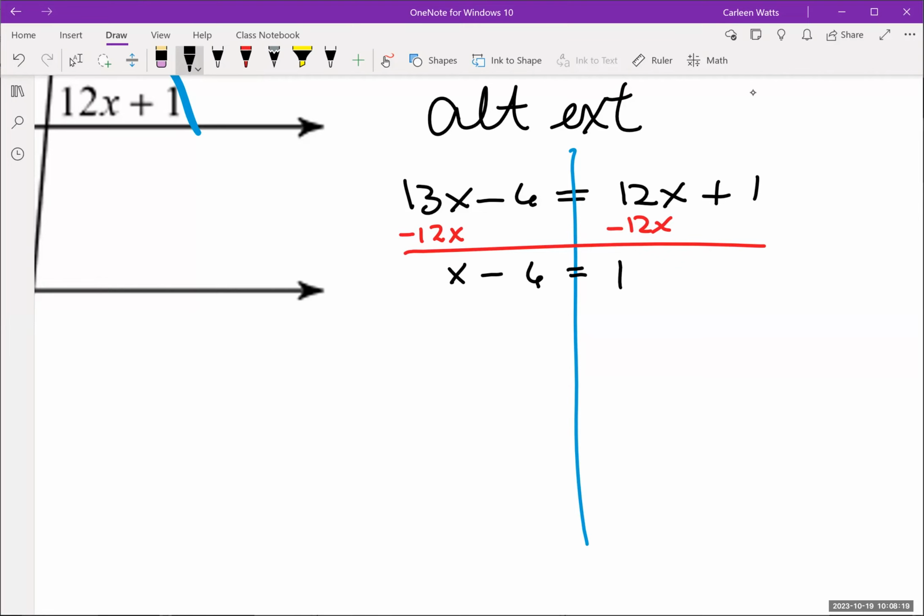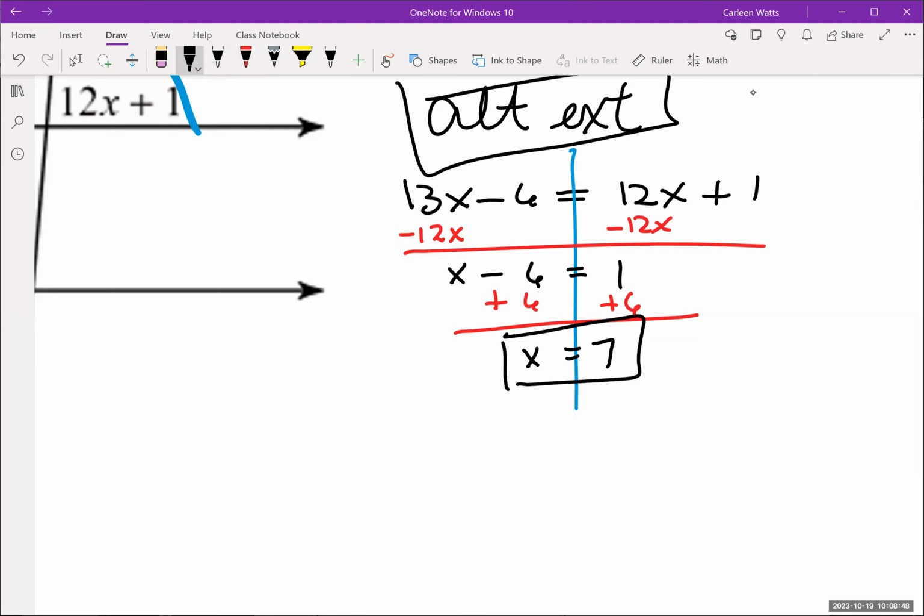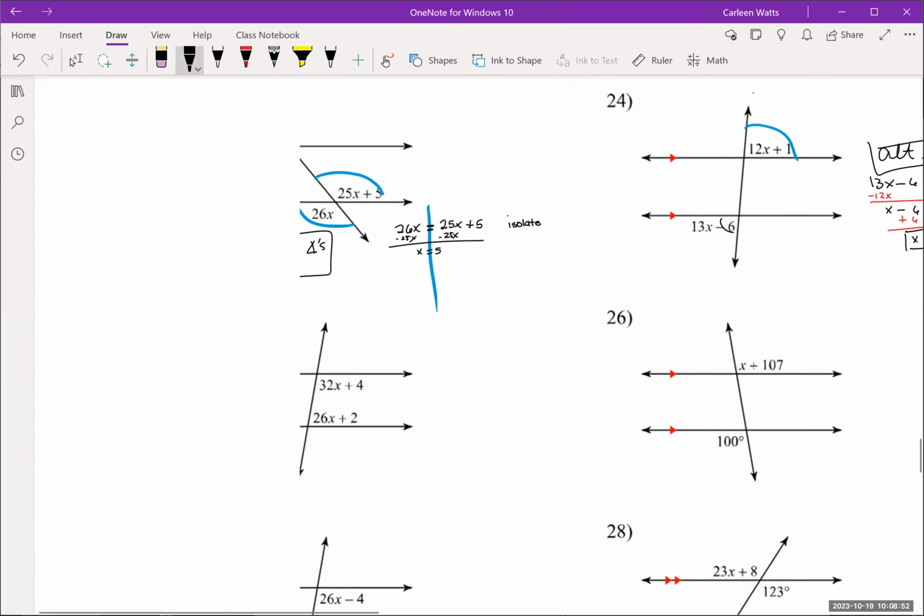Are we good? Or is there still someone on the wrong side of the wall? Okay, very good. Add 6. Wrong side of the wall. So we get alternate exterior and x equals 7. Solve and justify. Okay, next.